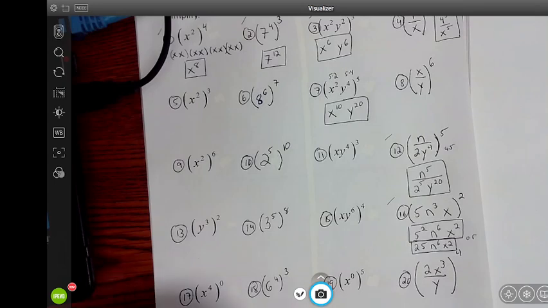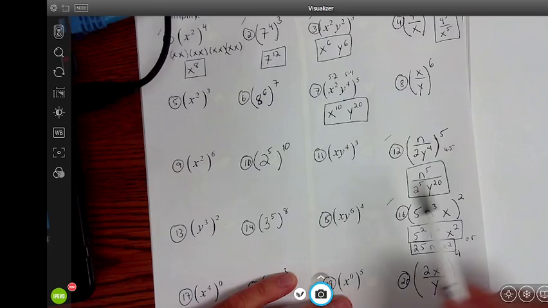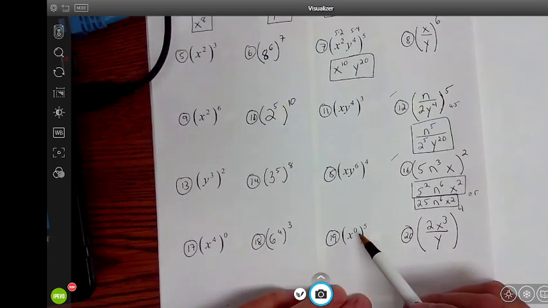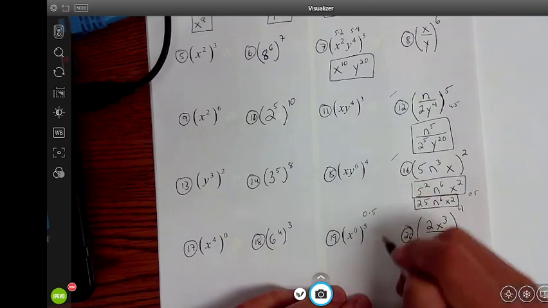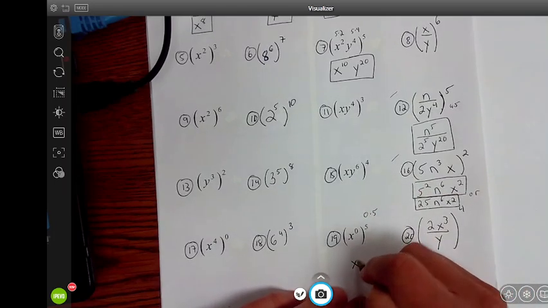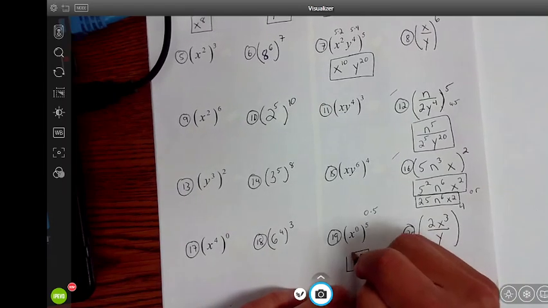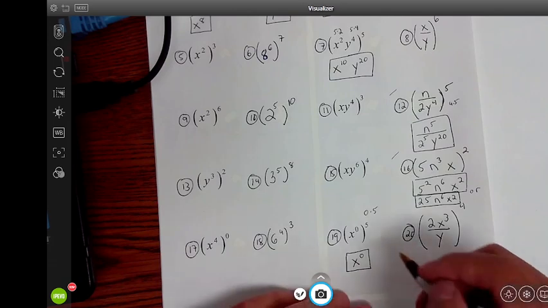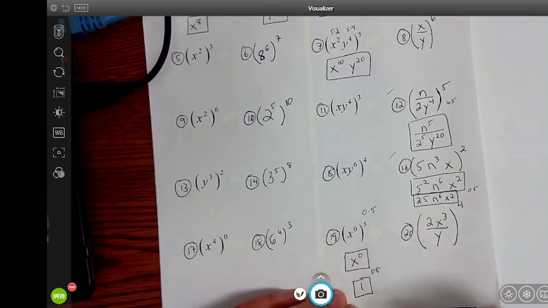Let's do a few more here. Number 11. Actually, let's not do 11. Let's do number 19. Again, I'm multiplying. That's 0 times 5. The base is x. 0 times 5 is 0. So it's x to the 0. I think you know now that anything to the 0 is 1. So you can also just put a 1. Anything to the 0 power is just 1.